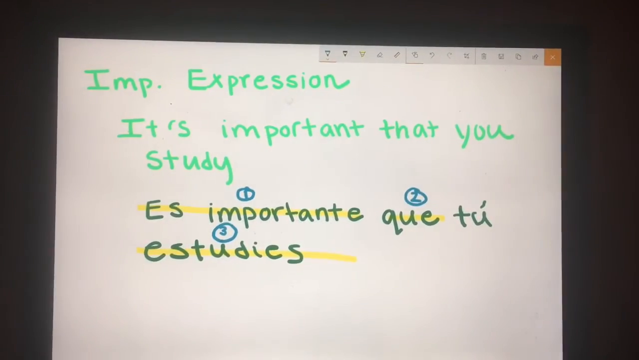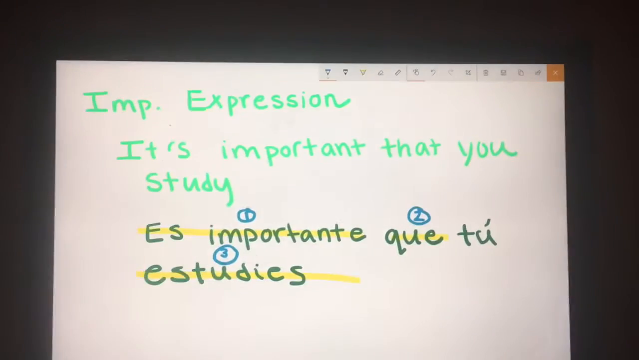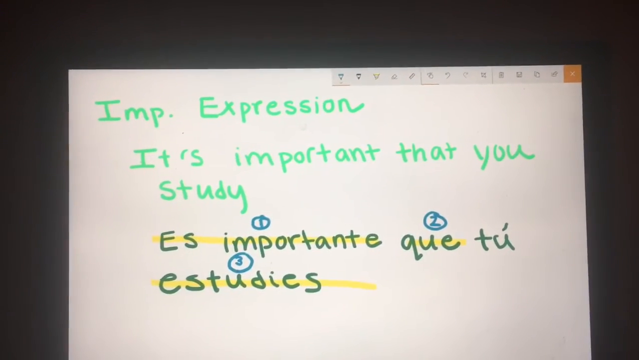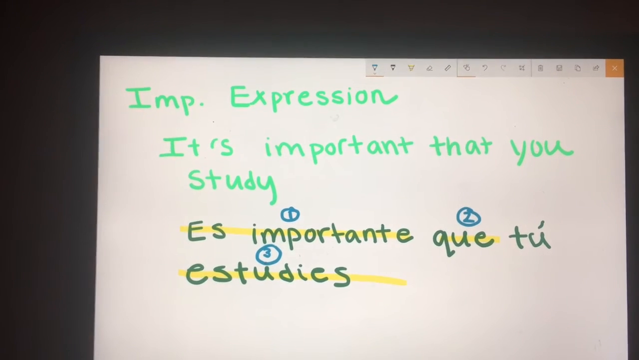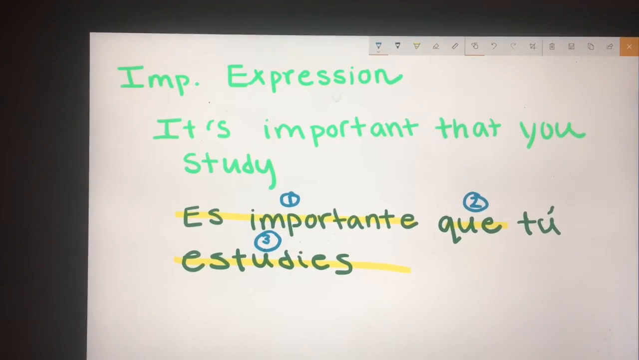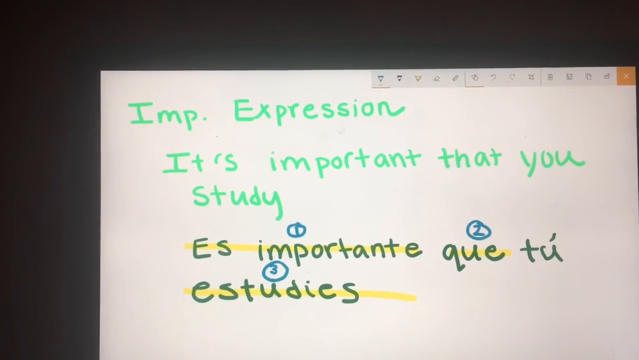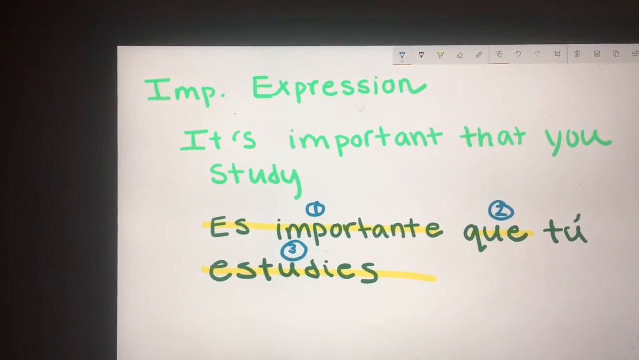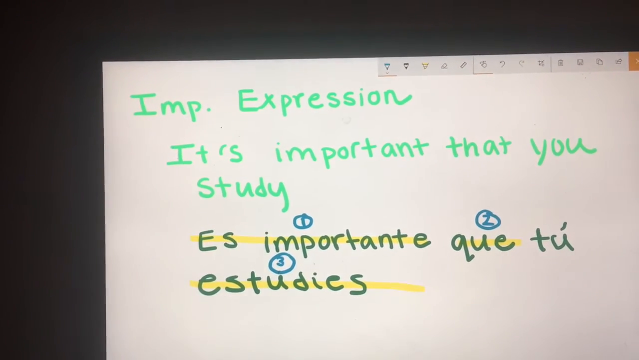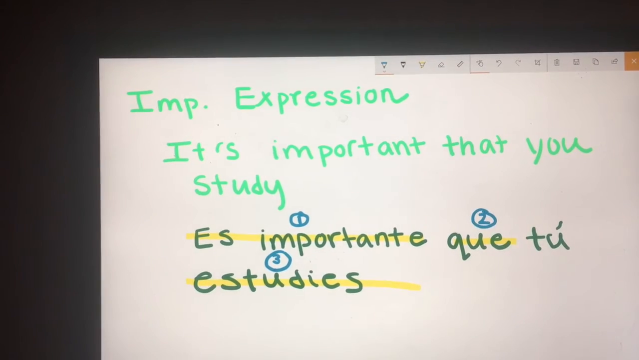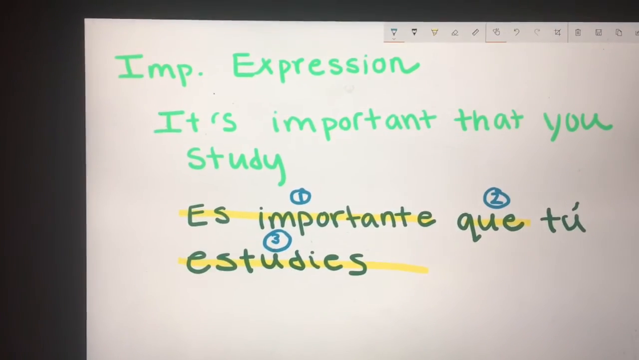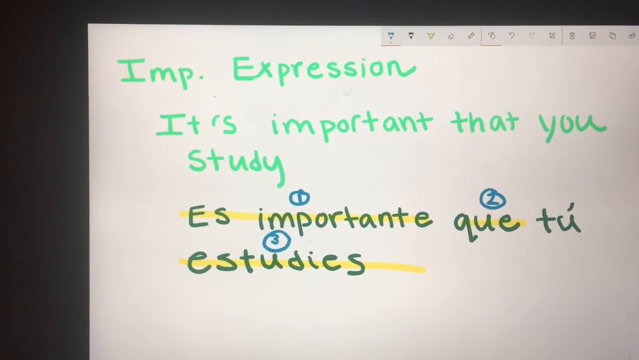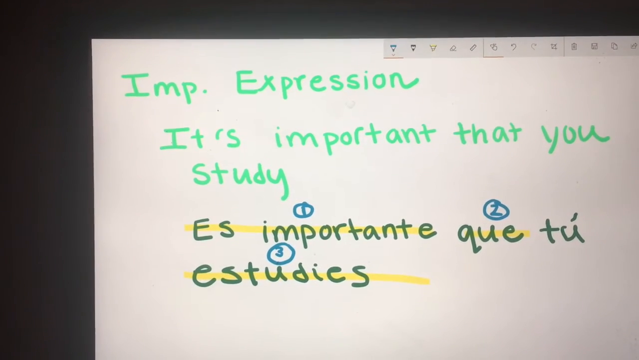So the I part of WEIRDO stands for impersonal expressions. There are so many impersonal expressions. I chose to use es importante que, it's important that, but some other examples would be es lógico que, it's logical that, es necesario que, it's necessary that, es peligroso que, it's dangerous that, etc. There are so many. So yeah, but the sentence I chose to use is, it's important that you study.